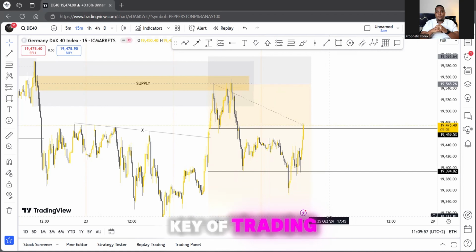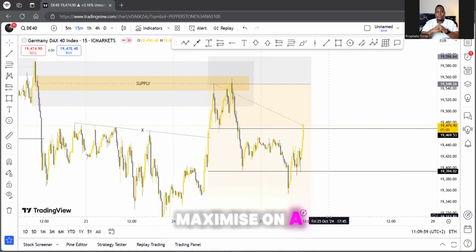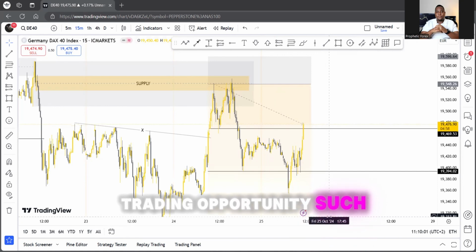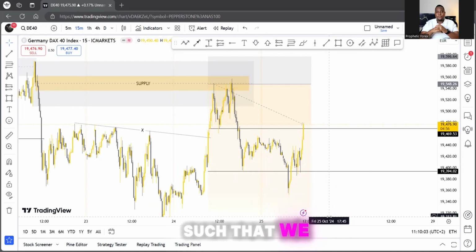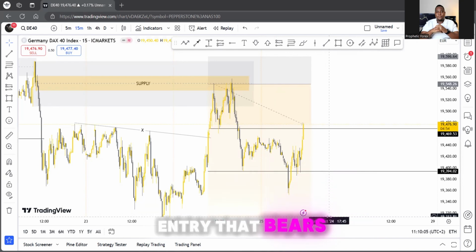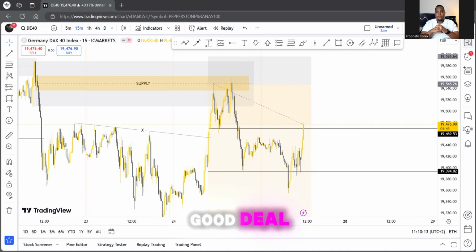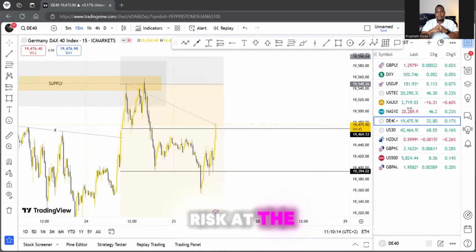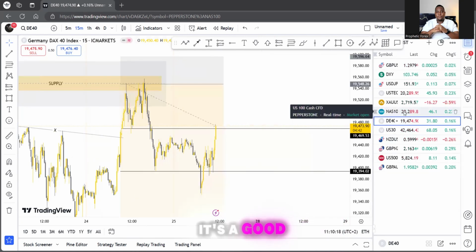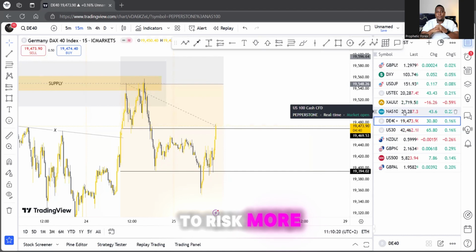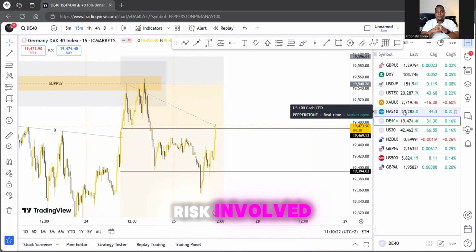That is the key of trading, is to really maximize on a trading opportunity such as this, such that we really get an entry that bears out lots of profits with less risk. Then that is a good deal. Okay, that is a good deal. If you're a salesman and there's less risk in the deal that you're making, it's a good deal. You are able to risk more because there's less risk involved.